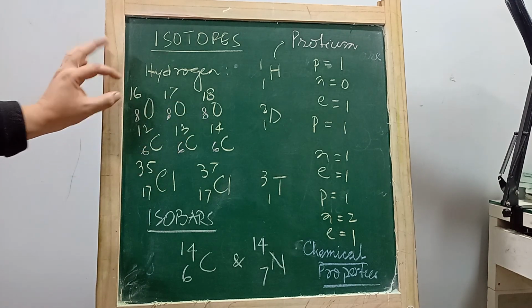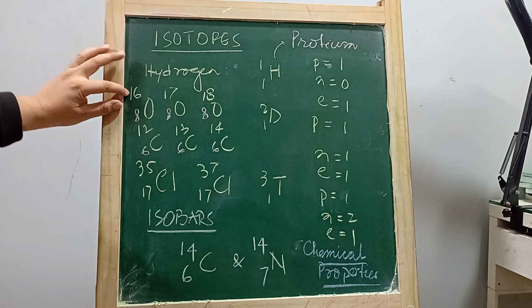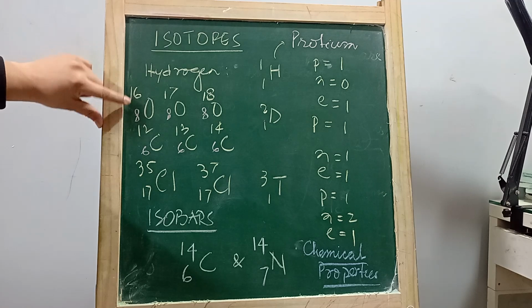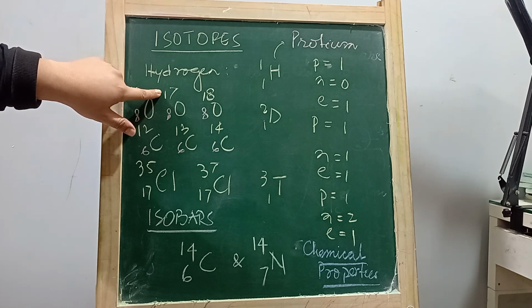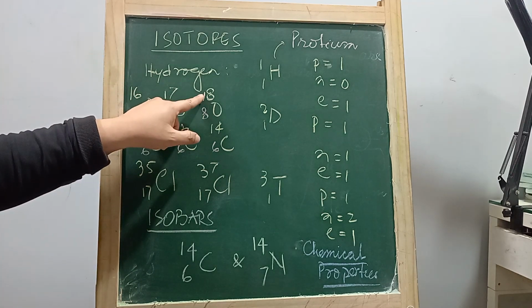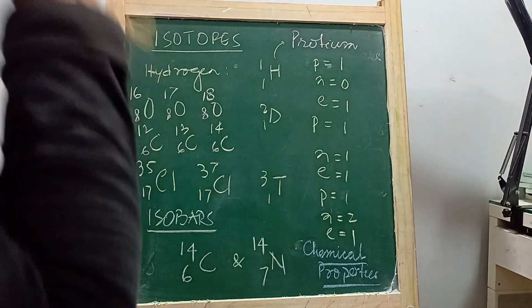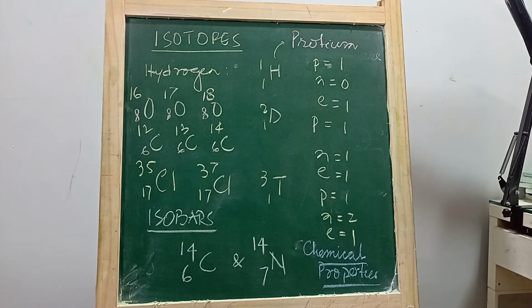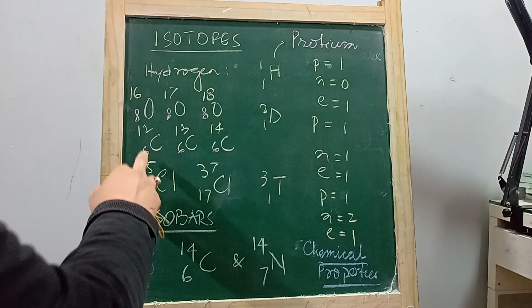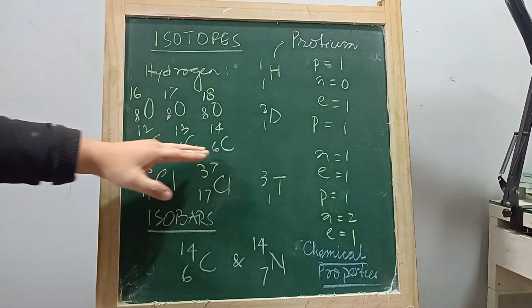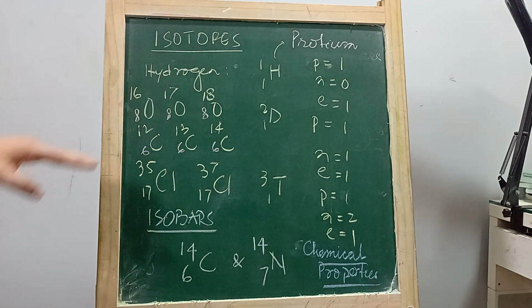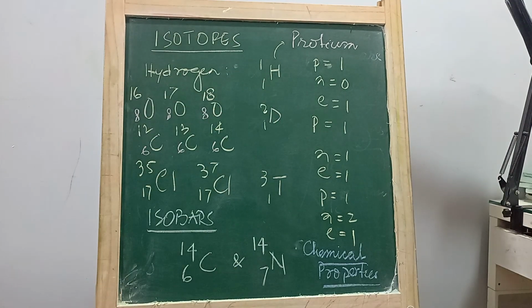But what about the mass number? This is the sum of the number of protons and number of neutrons. Mass number 16 means there are 8 protons and 8 neutrons. Here, 8 protons, but 9 neutrons. And here, 8 protons, but 10 neutrons. Because of that, the mass number is 18. So these are isotopes of oxygen. These are isotopes of carbon: carbon 12, carbon 13, carbon 14, all having the same atomic number. So isotopes are atoms having the same atomic number but different mass number. The difference in mass number is due to the difference in number of neutrons.